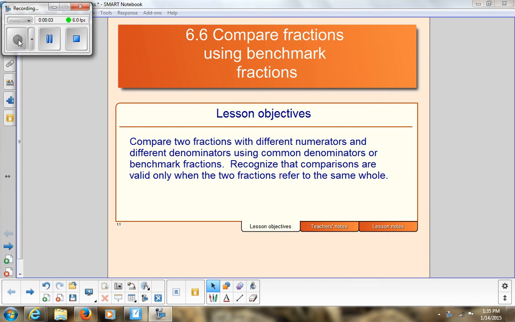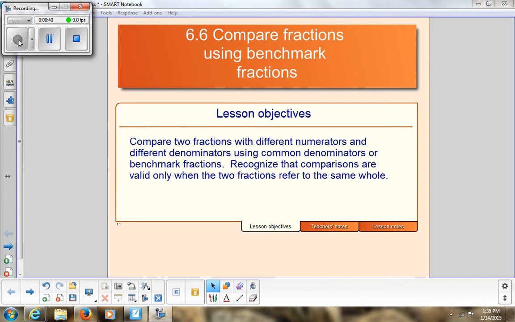Right, so now that we have a good idea of equivalent fractions and finding equivalent fractions with common denominators, we're going to work on comparing fractions using benchmark fractions today. Later on, next week actually, we will be doing the butterfly method to compare fractions, because to me that's the easiest way to do it without having to have the fraction strips handy.